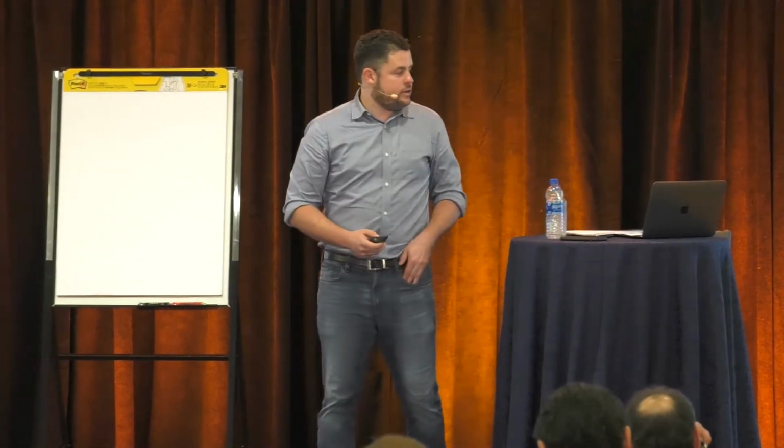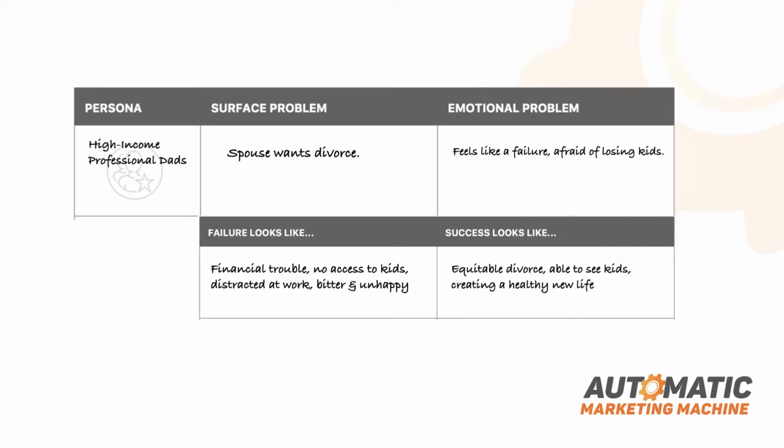Just to give you a little example here, this is family law. Your persona is high-income professional dads. Surface level problem is the spouse wants a divorce. Emotional problem is that it makes the dad feel like a failure, maybe afraid of losing his kids. Failure looks like financial trouble. It looks like not having access to your kids. It looks like being distracted at work, not being able to focus on your career. It looks like feeling bitter and unhappy. And then success is an equitable divorce, being able to see your kids, creating a healthy new life, building a new beginning. So that's the exercise here.